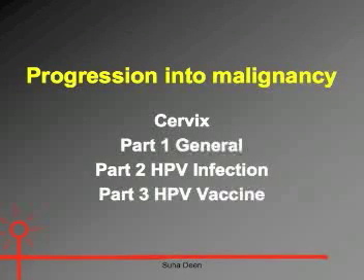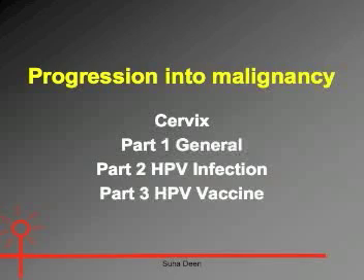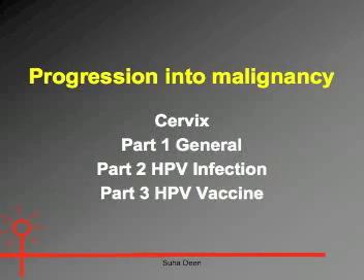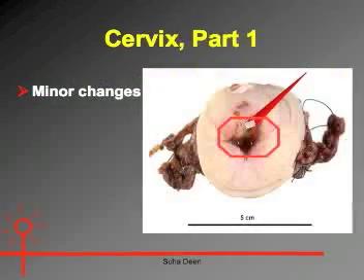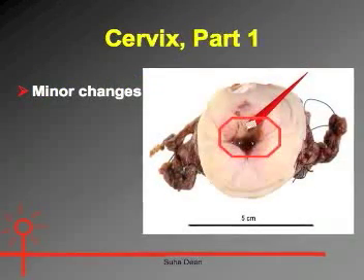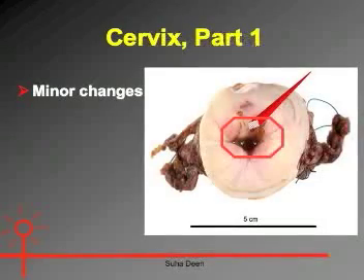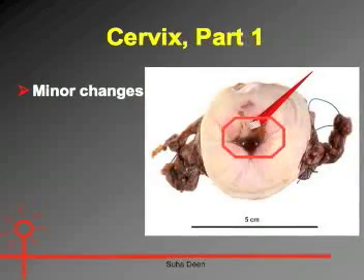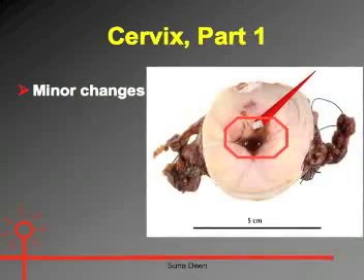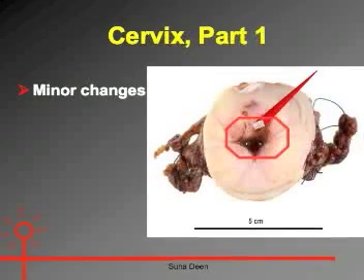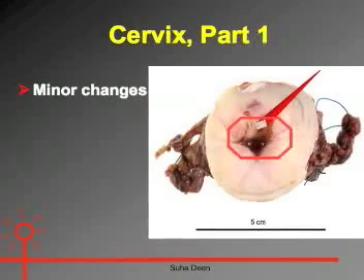We're starting with the cervical carcinogenesis, and it's going to be in 3 parts: general, HPV infection, and HPV vaccine. The general part contains the specimens. We receive cervical biopsies in the form of punch biopsy or cervical loop and cone. Both of them include the entire os. They remove the abnormal area, and especially they try to include the squamocolumnar junction.